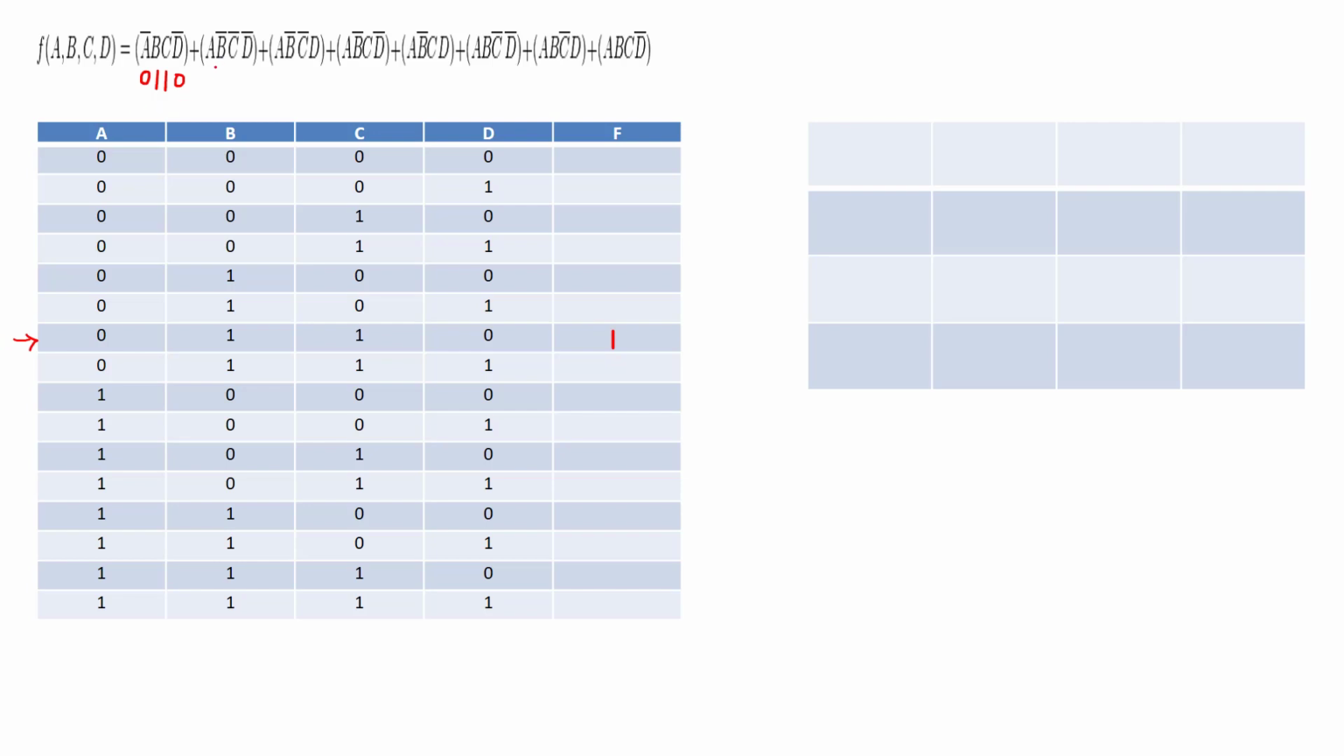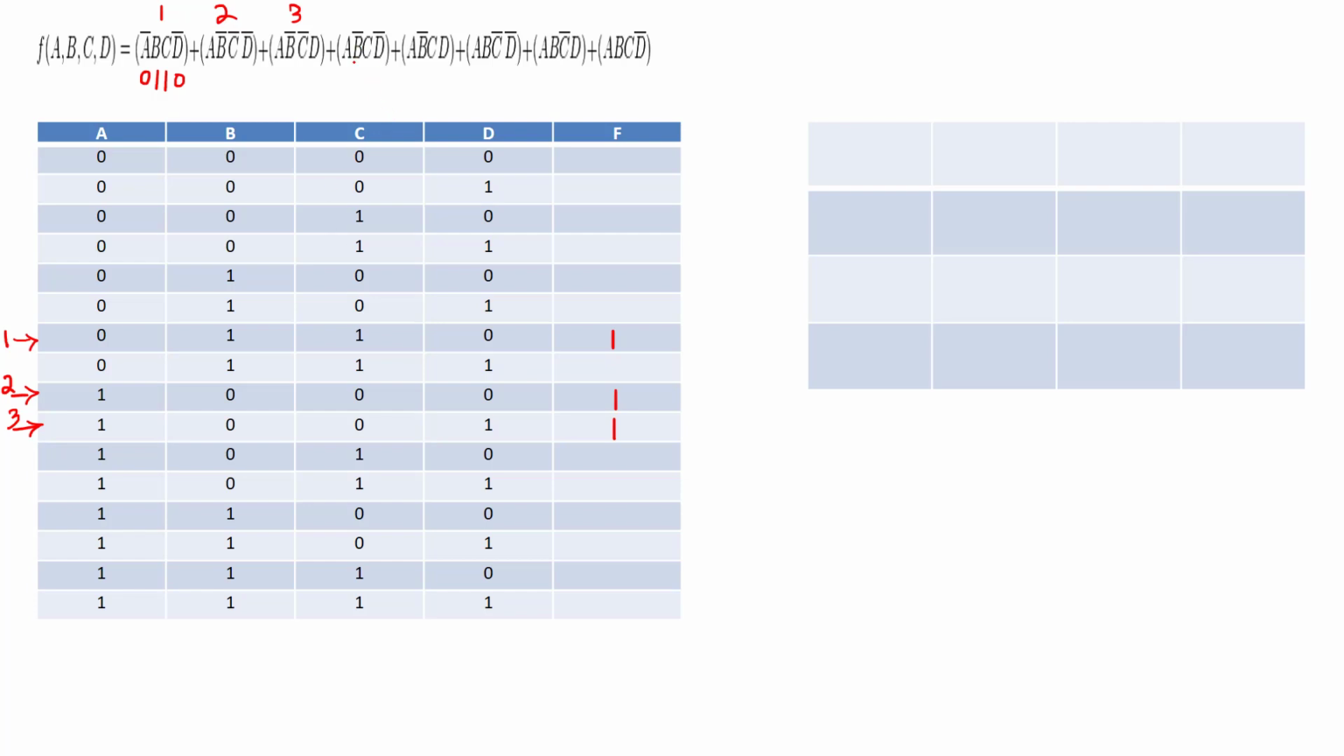Now the next term, A, B bar, C bar, D bar. So A is 1 and the rest of the three variables are 0, which is this row right here. So this is my first term, this is my second term, so this is going to be 1. Now the third term is A, B bar, C bar, D. A is 1, B is 0, C is 0, D is 1 for this term. Only then will this evaluate to a 1. So that is going to be 1, 0, 0, 1, which is this next row. This is going to be a 1.